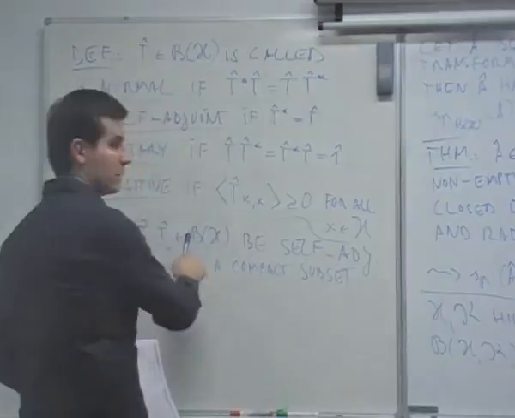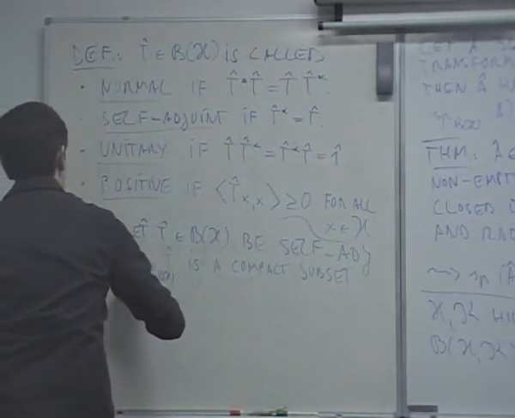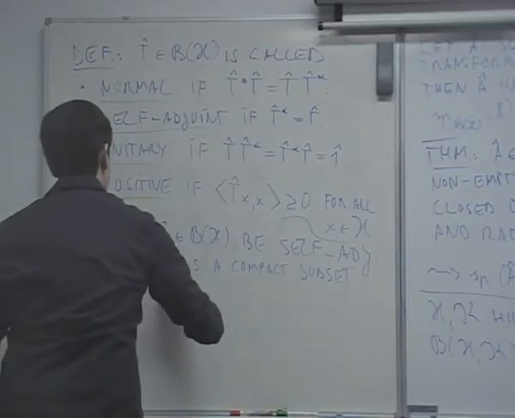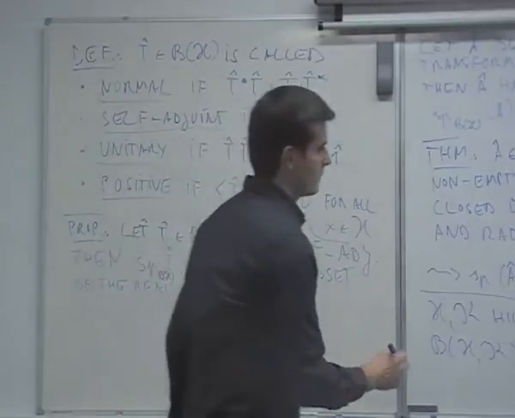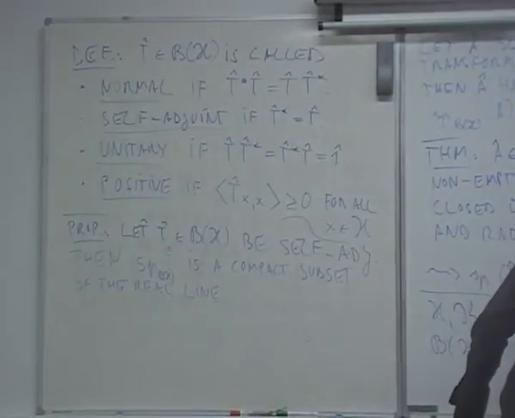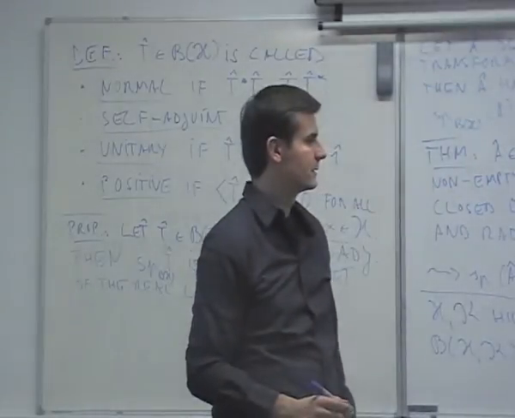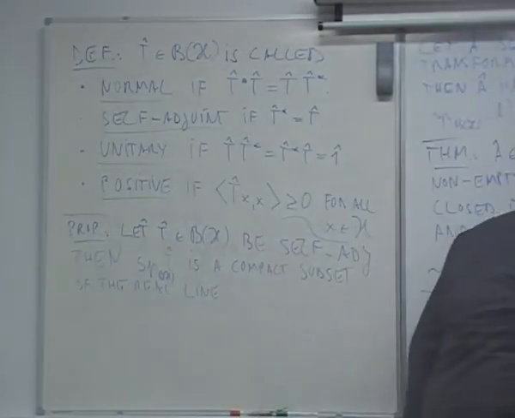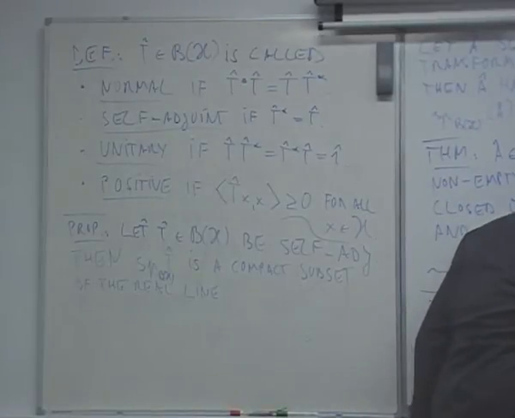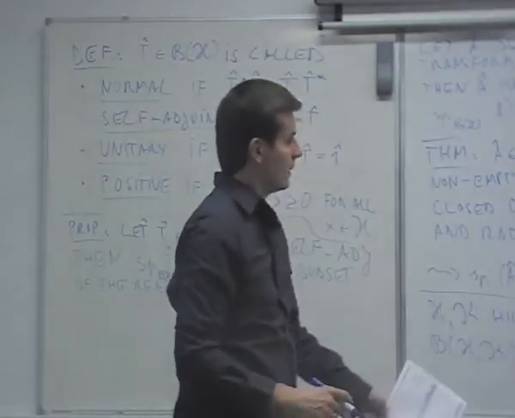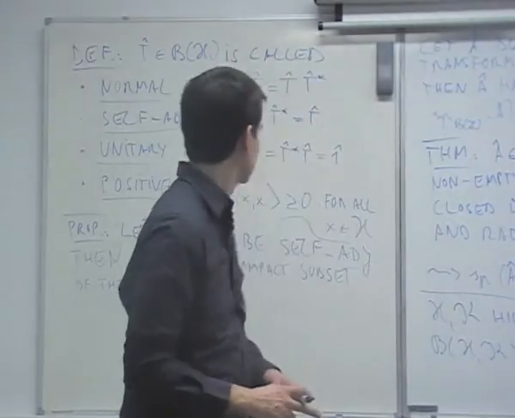Again, this is a bounded operator, a compact subset of the real line. So if you look at this picture, here's the real line. So the spectrum of the self-adjoint operator completely lies on the real line, and then of course it lies between here and here if this is square. The norm of the operator lies on the real axis.